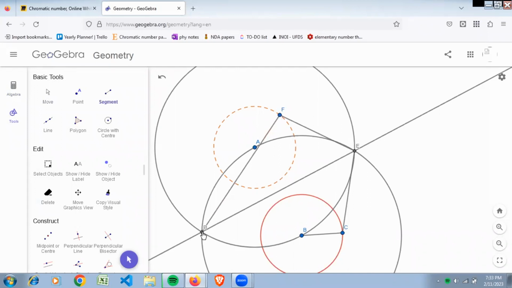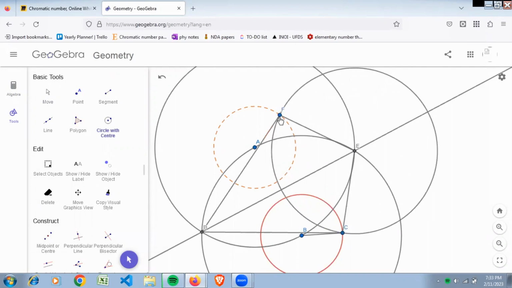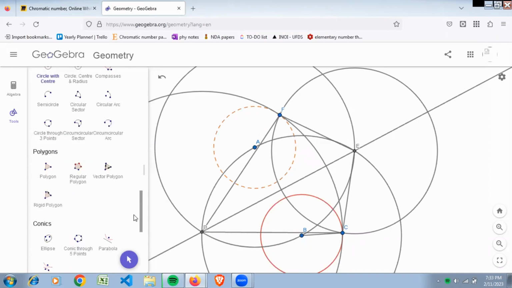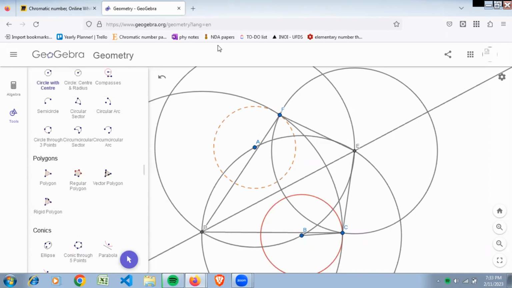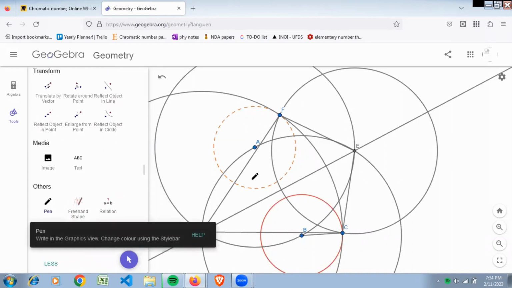And DF should be equal to DC. So if I draw a circle with center E and radius EC, F should lie on that circle, right? Because EC equals EF, and the radius is EC. Yeah. So F should lie on this circle also? Center D, radius DC? Because DC equals DF. Yes. Like, that's clear, right? Why? If it's not, I'll just tell you.